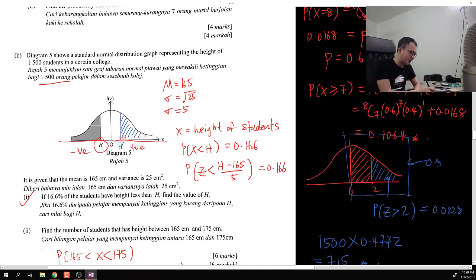From this line going to here is bigger than, right? So you can see I do something like Z is bigger than something, because I borrow this side. But in fact, over here it should be less than, right? It should be Z is less than h minus mean over standard deviation. But I actually borrow the other side, so I will have the bigger.